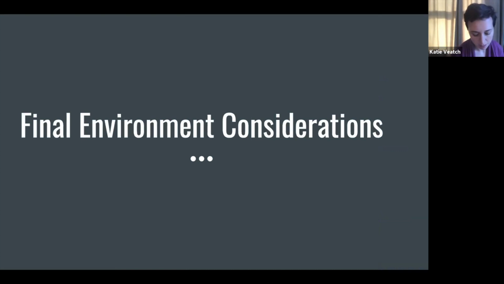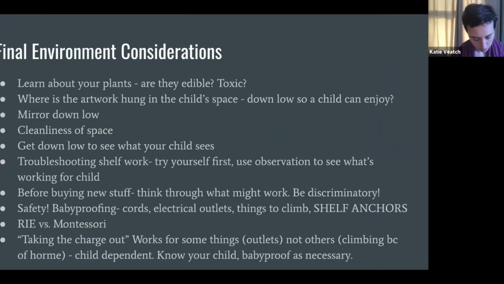Okay, final environment considerations. Learn about your plants. Don't have toxic plants in your environment. You need to know what they are. And if they're toxic, put them away for a couple of years. Put them in a different space. Where's the artwork? Is it down low? Put the mirror down low. Think about how clean the space is and how easy it is to clean. If it's a pain, you have too many items out and you're going to want to put some things back in storage if there's just a huge mess and your children aren't focusing.